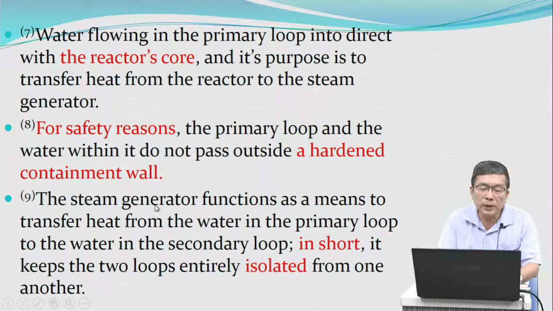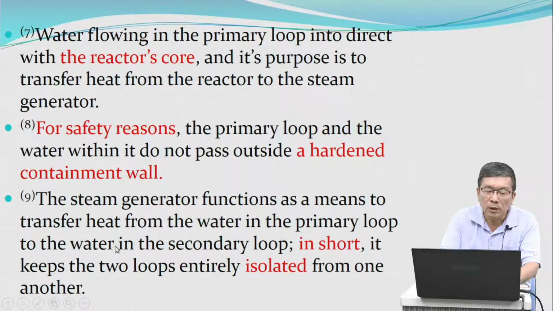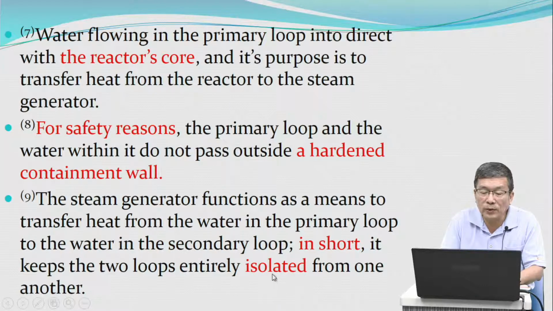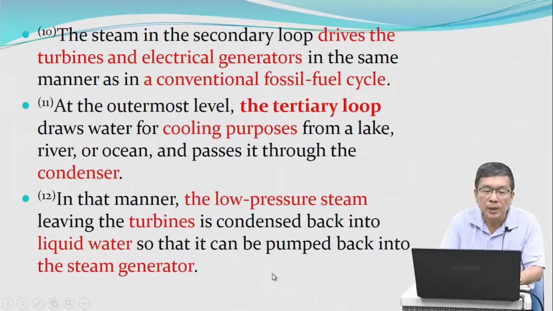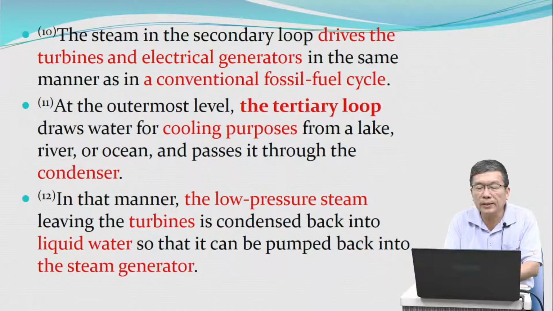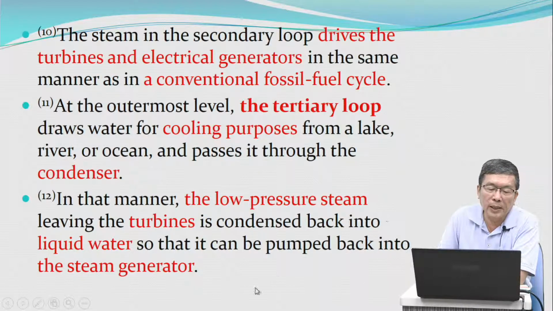The steam generator functions as a means to transfer heat from the water in the primary loop to the water in the secondary loop. In short, it keeps the 2 loops entirely isolated from one another. The steam in the secondary loop drives the turbines and electrical generators in the same manner as in the conventional fossil fuel cycle.